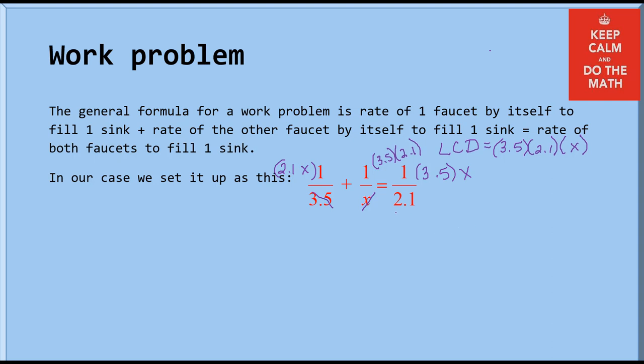So now that we've used our LCD to clear our denominators, let's see what we have left. First term, I have 2.1x times 1 plus 3.5 times 2.1. So let's go ahead and multiply that out and get 7.35. And the term on the right side, we're going to have 3.5 times x times 1. So now I have a basic equation, no fractions left. I'm going to go ahead and simplify.